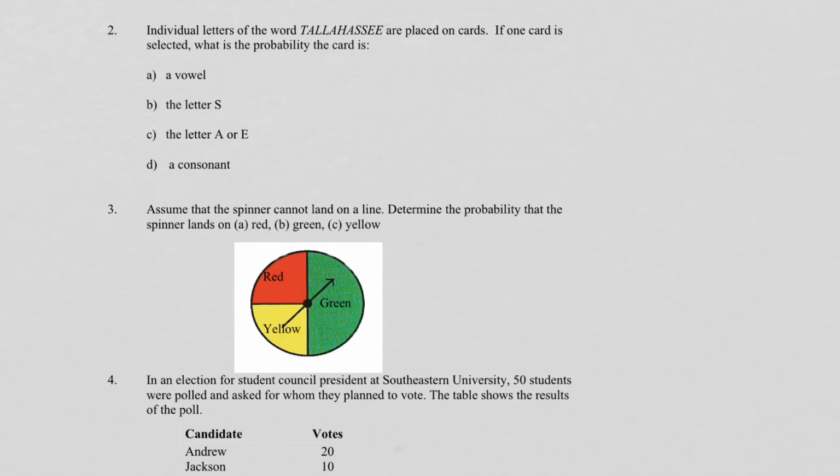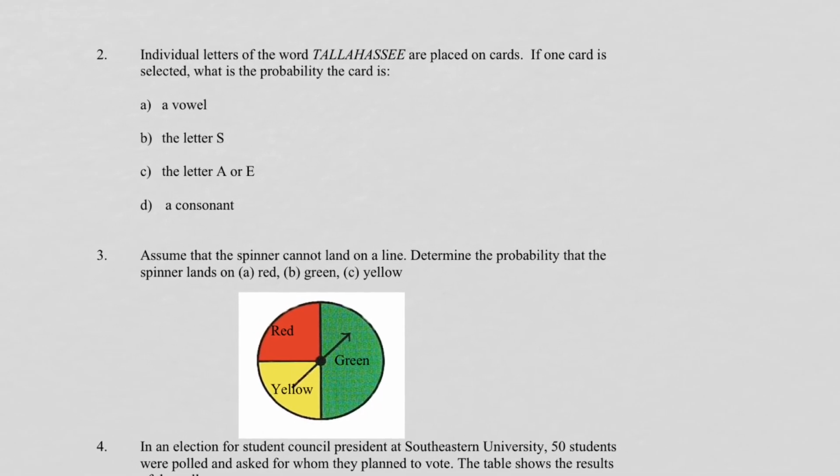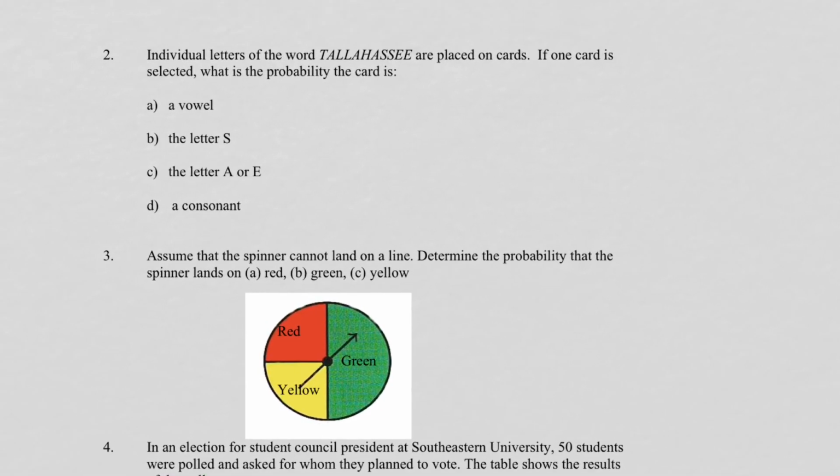Okay, here we have the letters of the word Tallahassee placed on cards. If one card is selected, what is the probability that the card is a vowel, the letter S, the letter A or E, consonant? Let's go ahead and count. How many total letters do we have? 1, 2, 3, 4, 5, 6, 7, 8, 9, 10, 11. So we have 11 total letters, and that's the number we're going to use in the denominator.